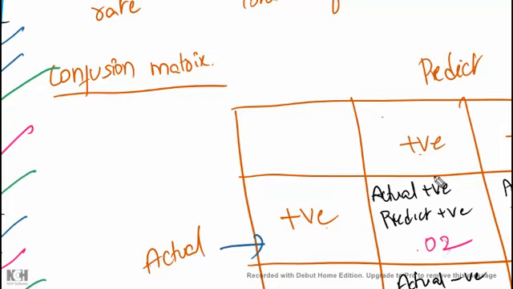Similarly, predicted positives. Predicted positives means you have to add in this way. If you add in this way, 2 plus 4, 6. Check only in this particular column how many positives there are. 1, 2, 3, 4, 5, 6. How many negatives are there? 1, 2, 3, 4. So with respect to total is 4.